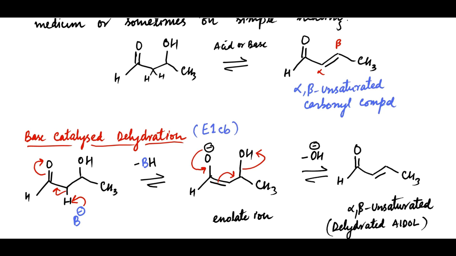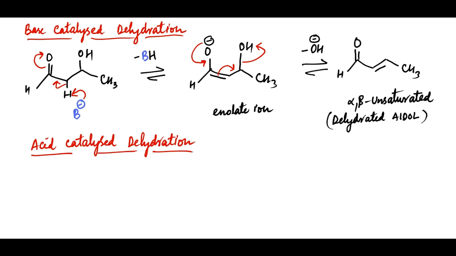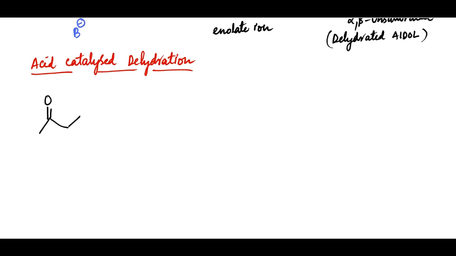This elimination is called E1CB, elimination unimolecular via conjugate base. In an E1 process, the intermediate is a cation; here the intermediate is an anion, an enolate, which is a conjugate base. Hence the name E1CB. In the acid-catalyzed dehydration of aldols, the hydroxyl group at the beta position is protonated.